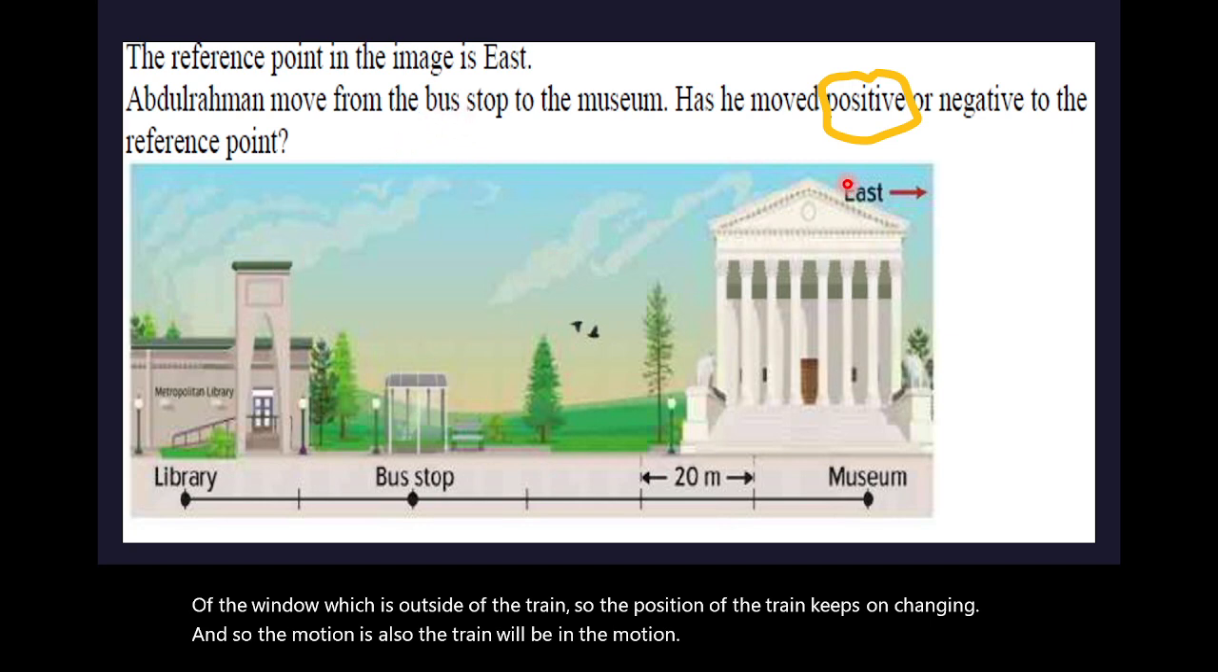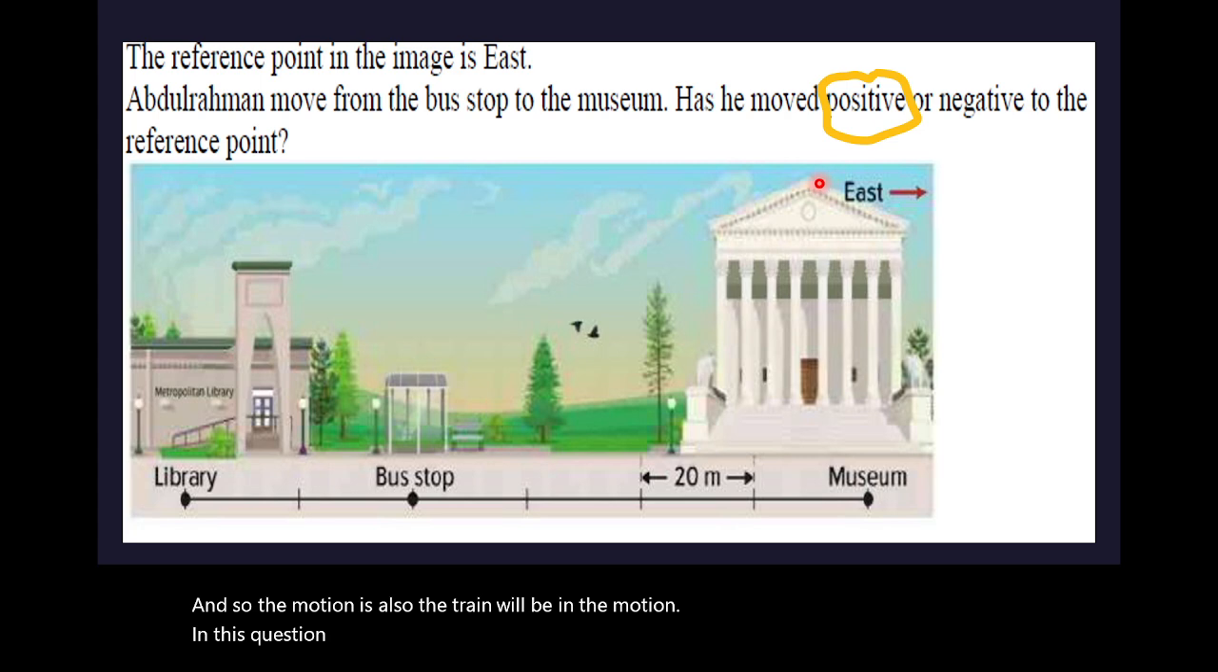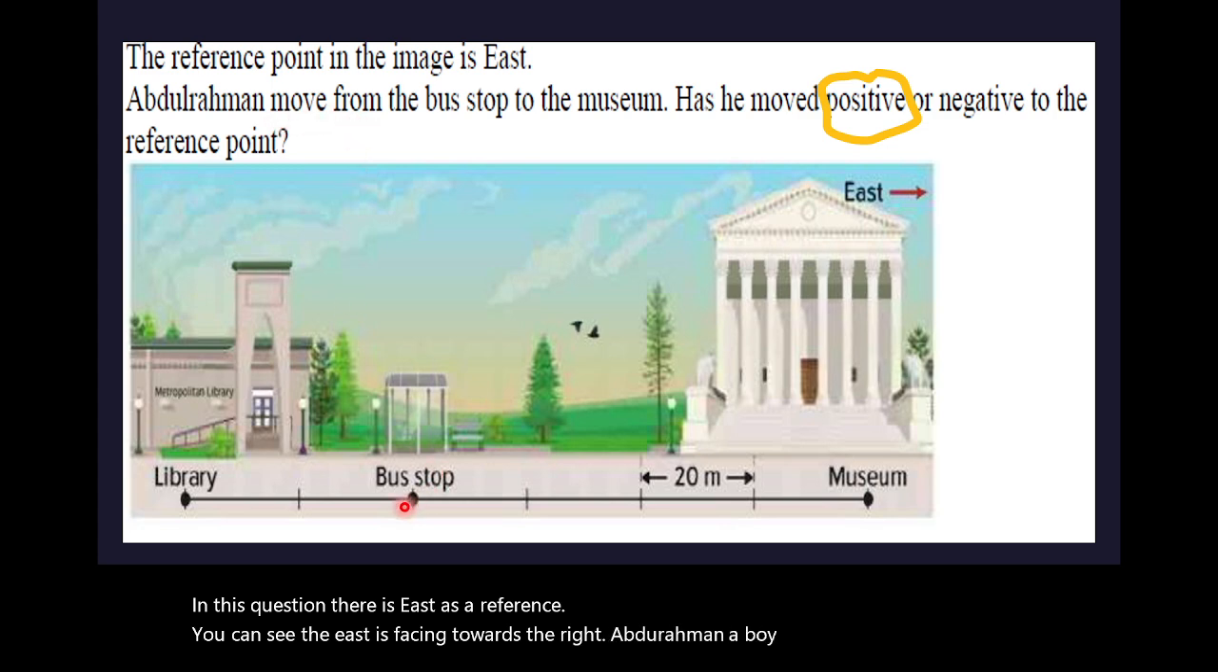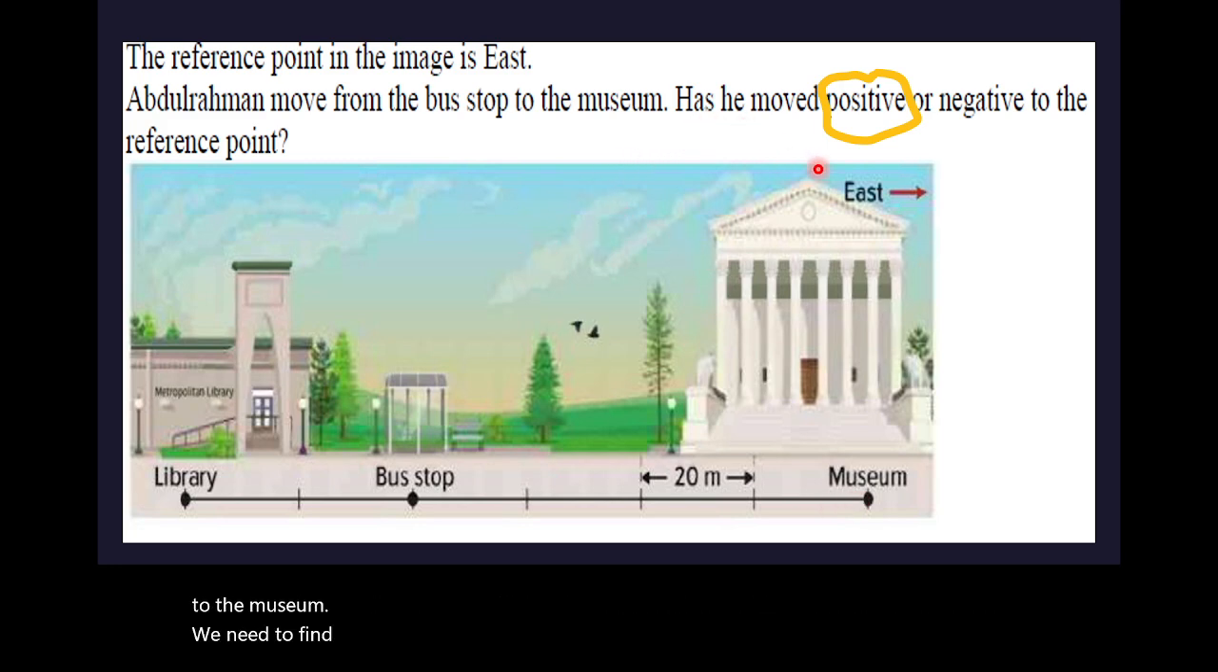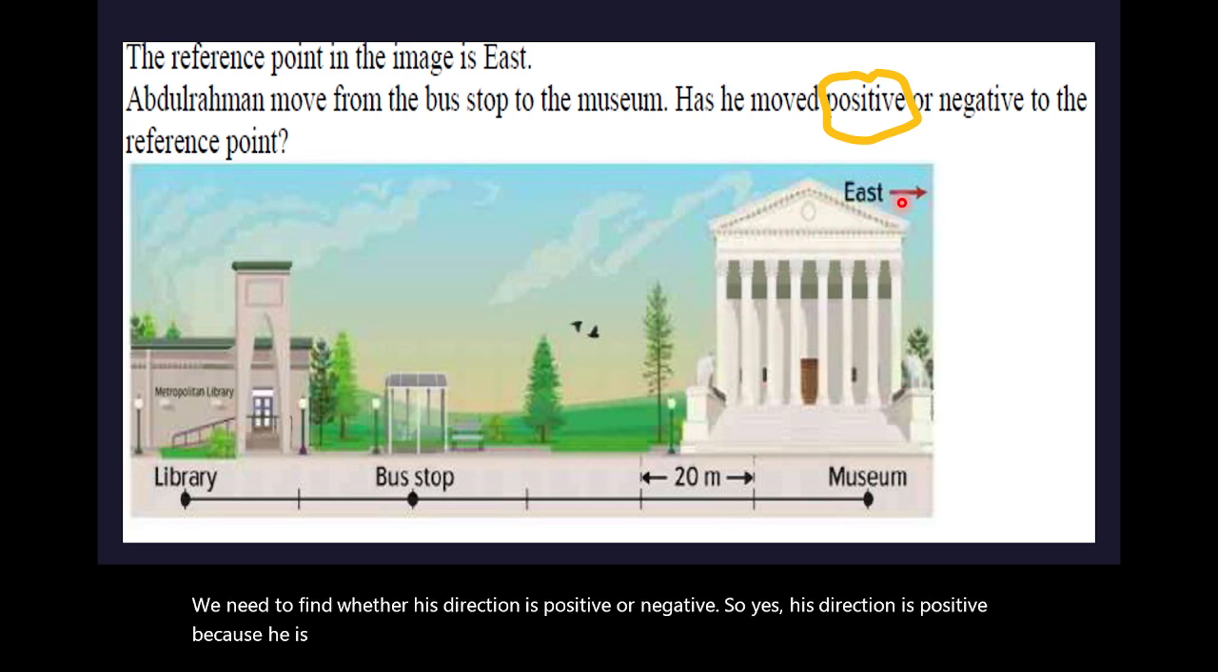In this question, there is east as a reference. You can see the east is facing towards the right. Abdurrahman, a boy, moves from the bus stop to the museum. We need to find whether his direction is positive or negative. Yes, his direction is positive because he is moving towards the east.